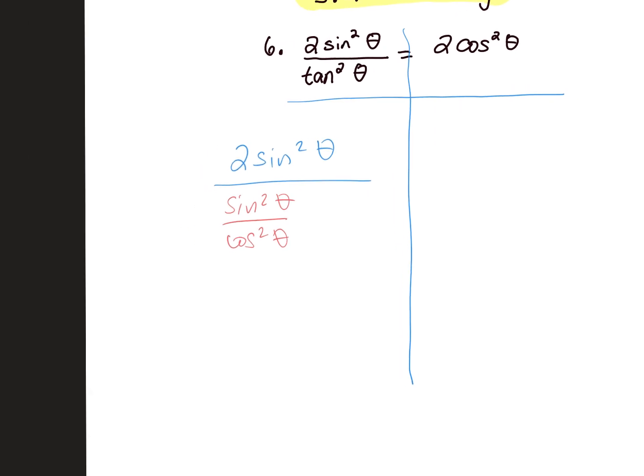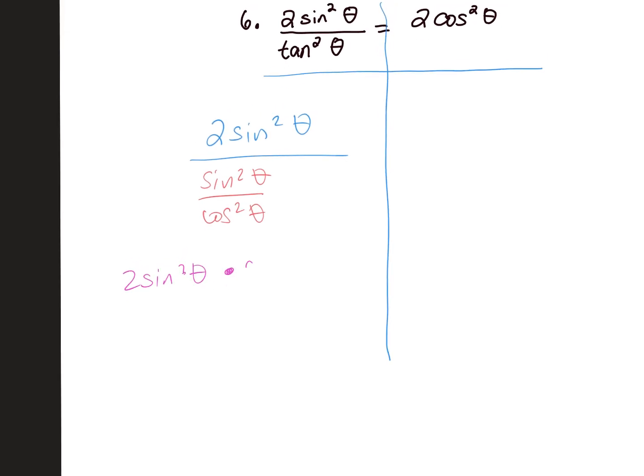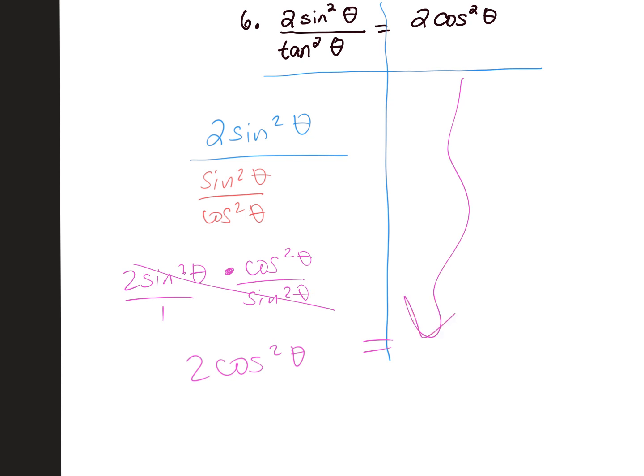Okay. So we have 2 sine squared. Keep, change, flip. When I flip, what does this become? Cosine over sine. What do you notice? The sines cancel, and you're left with 2 cosine squared theta, which is the same thing, right? Easy enough.